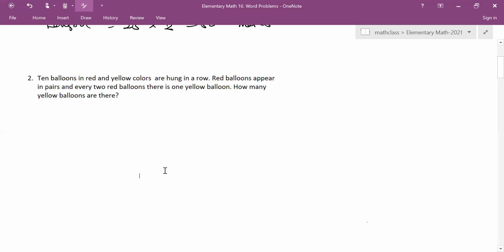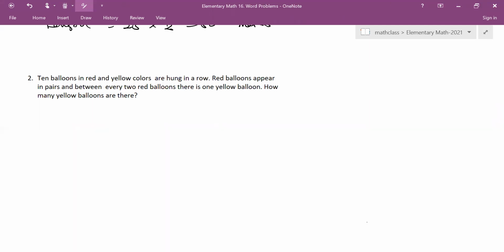So red balloons appear in pairs. They always connect together. Now that's the first requirement. The second is that between every 2 red balloons, there's a yellow balloon. So I should add that word. That's an assumption.